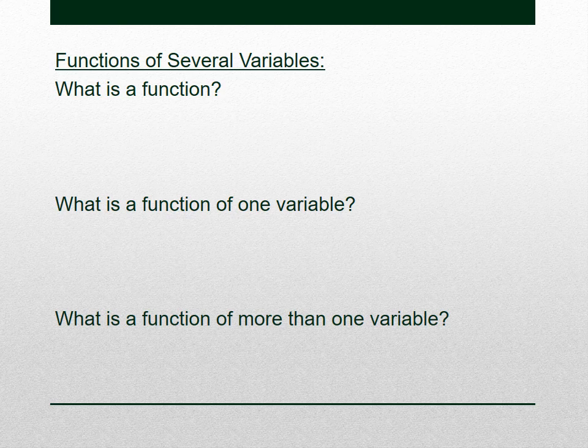So that's a function of one variable, but what would a function of more than one variable look like? Well, it's just going to be more than one input, right? So it's still a rule that assigns to every input exactly one output, but instead of inputting just one thing, we're going to input more than one thing.